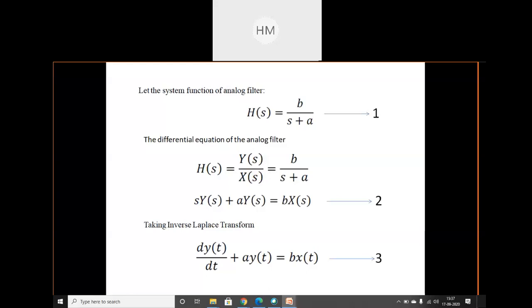Taking the inverse Laplace transform, s multiplied by Y of s will give d y by dt. This is a constant, and this is again a constant, times b X of t. So you wrote equation number 3 in your copy. Students, is it visible and audible to all? Okay. So have you written these equations for bilinear transformation?